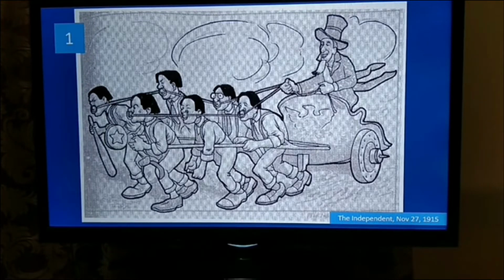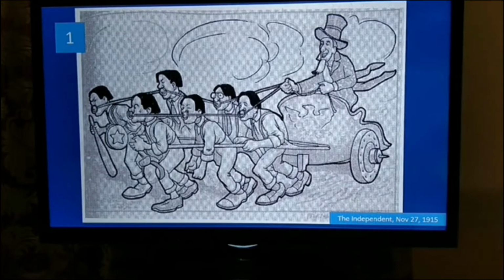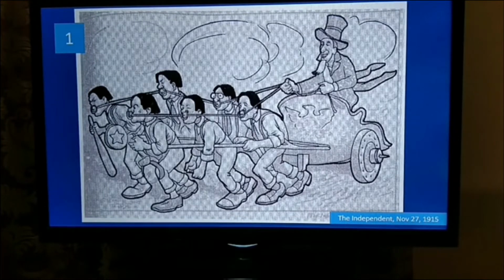Now, who are the people pulling the chariot or the carriage? The ones who are supposed to pull the vehicle are horses. But instead of horses, we have people. And the people have a nose ring to pull the chariot for Uncle Sam. Now, who could the people be? Based on their physical appearance, you can say that this must be Filipinos, right? You're correct. So Filipinos, you can see them with their noses.